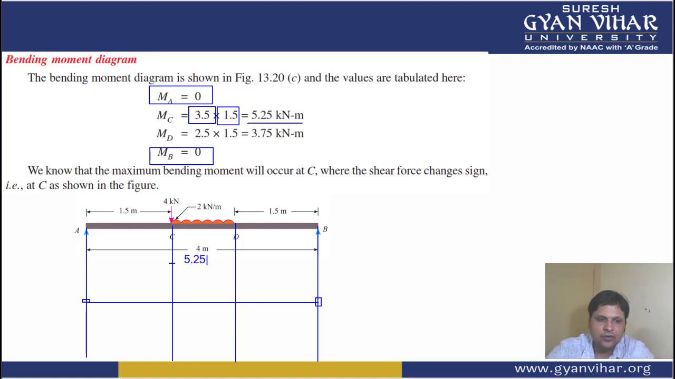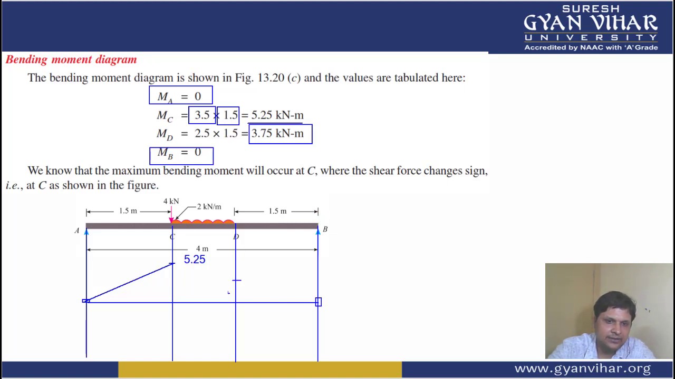5.25. All right. Now students, from A to C, you have an inclined line like this, which is going upwards. Then at point D, consider all the forces on the left hand side. You can also start from the right hand side, that will be easy to calculate. Why? Because you have fewer forces on the right hand side. You have only the reaction force, and the reaction force value at B is 2.5. So 2.5 and the distance is 1.5. So 2.5 into 1.5 will give you 3.75. So 3.75 is the bending moment at D.